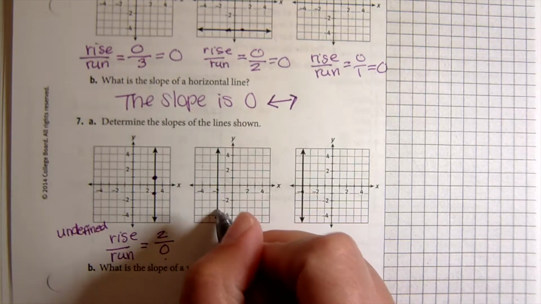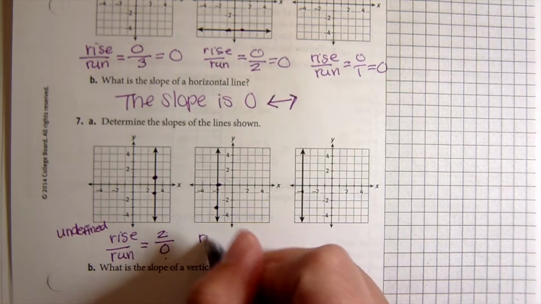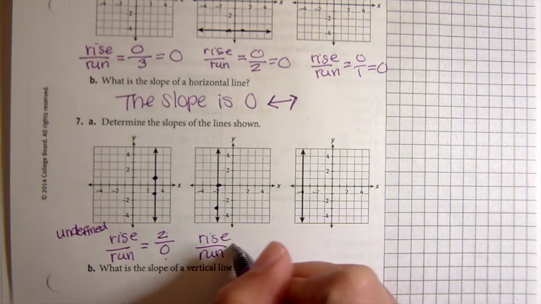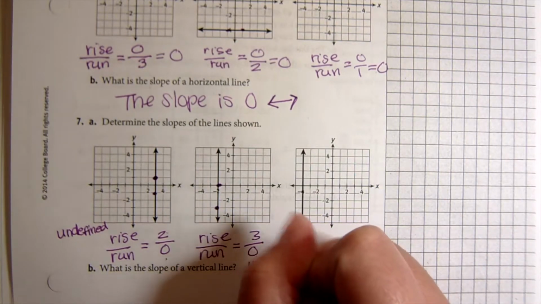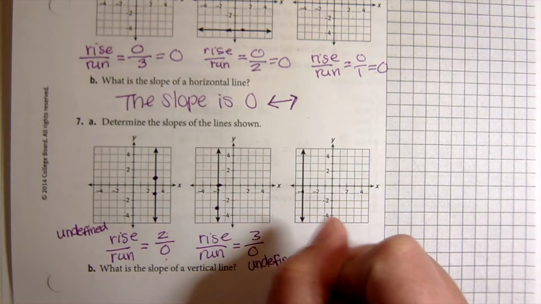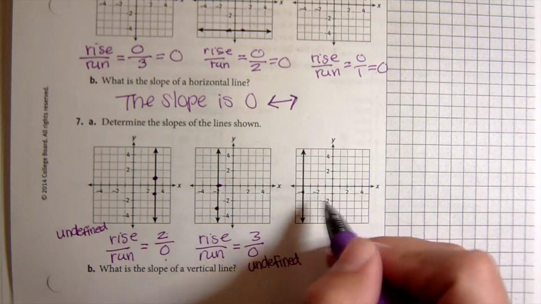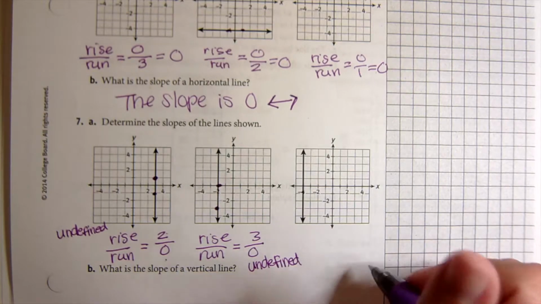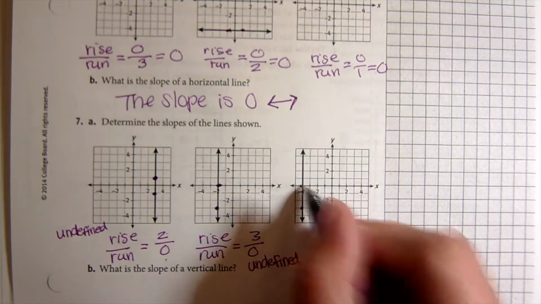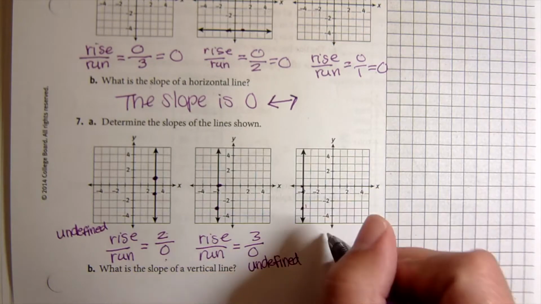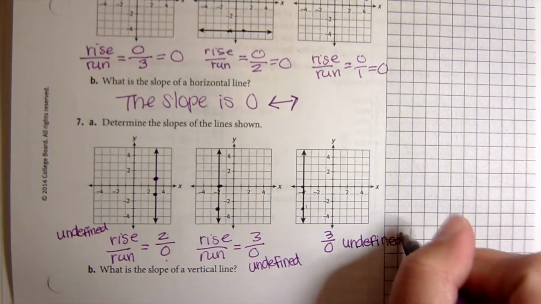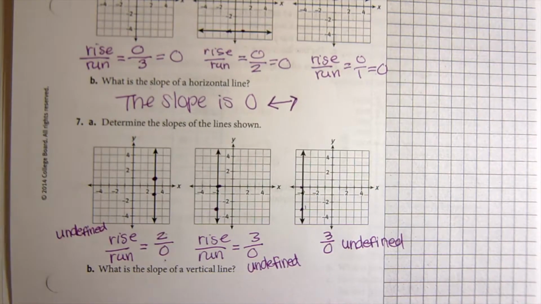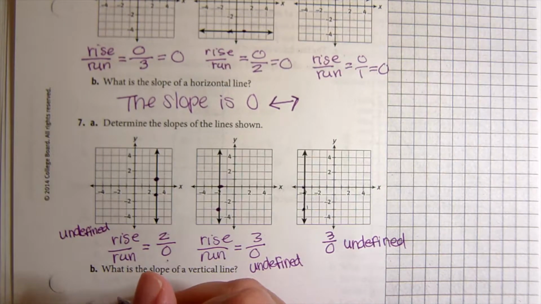All right, the next one. If I start here and go up here, how far did I rise? 3. How far did I run? 0. Which is undefined. And the last one, we're going to rise however many, and then we're going to run how much? 0. So this is still going to be undefined. So what is the slope of all vertical lines? Vux, vertical lines are undefined slope.